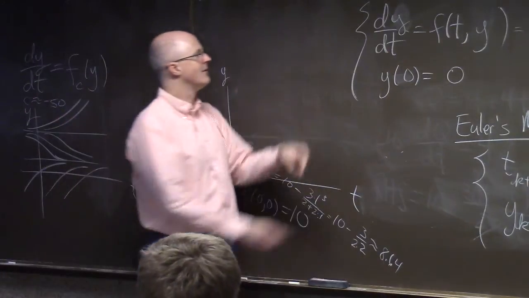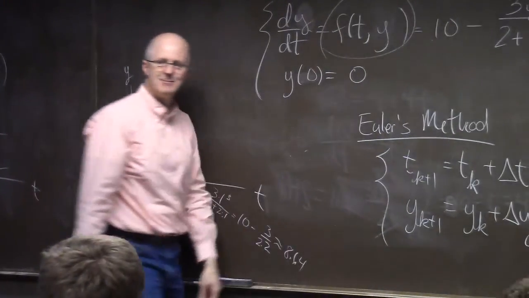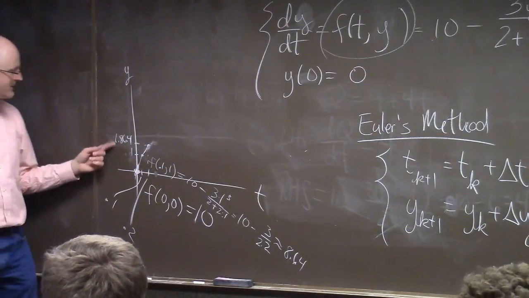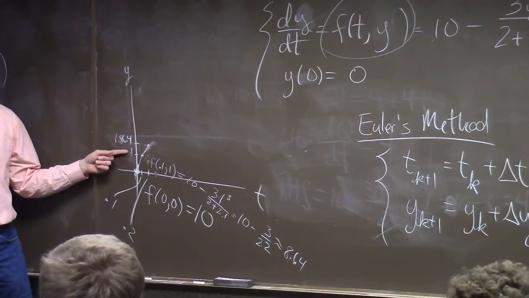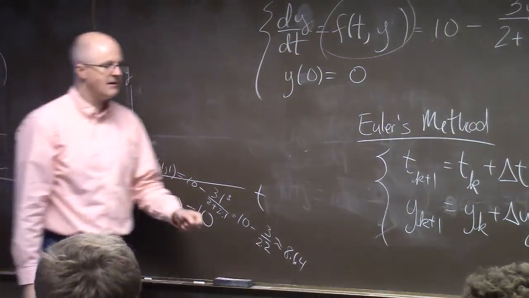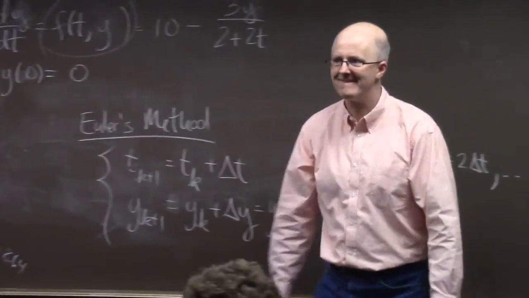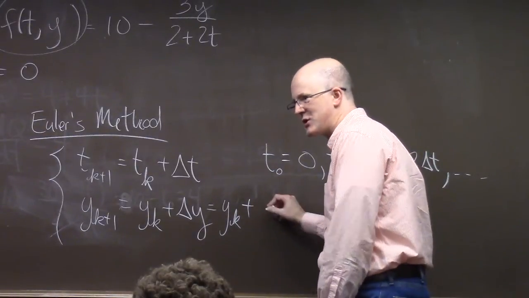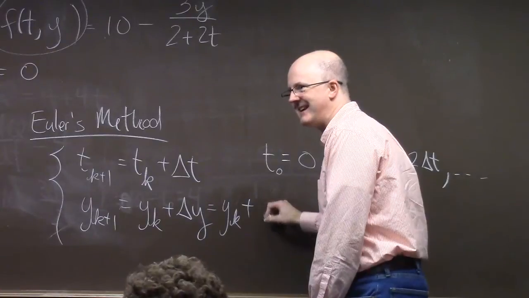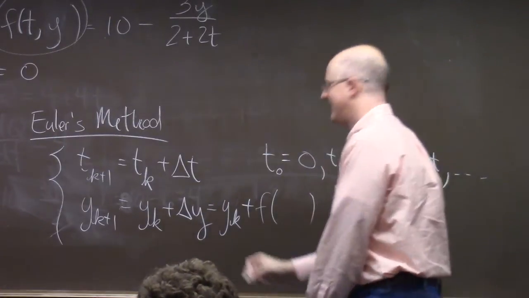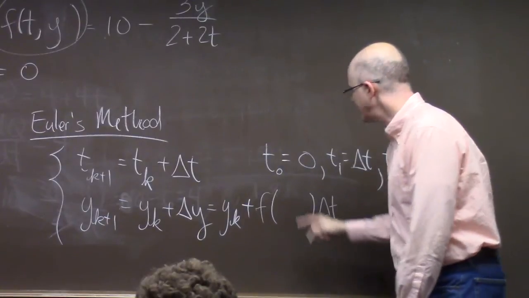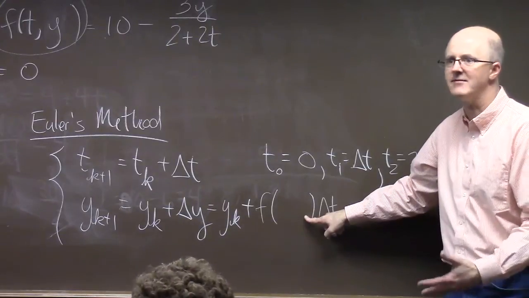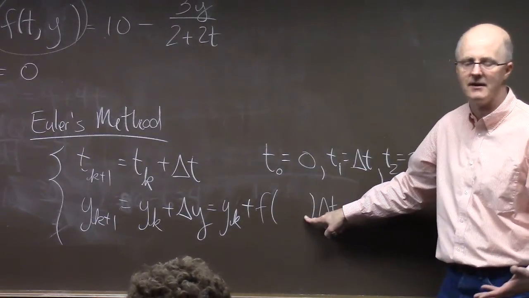Using only that symbol and the delta t. Why did we get 1.864? Because we added 0.864 to the previous y value of 1. Tell me, what should I write here? Just f of t, y, times delta t. But if I'm going to do it in this recursive scheme, I should not just put a t and a y here. I should put the preceding values of t and y, which are t sub k and y sub k.